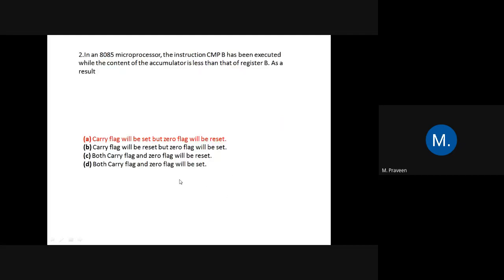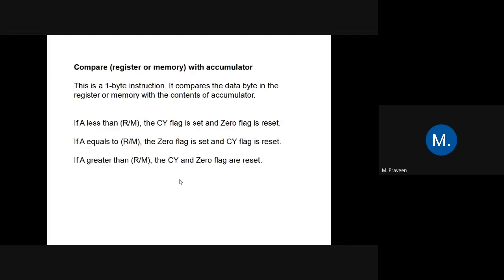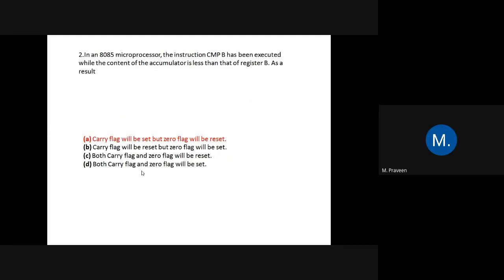Now here in the question itself it is given that the accumulator is less than the B register. So A is the lesser value and B is the greater value. While comparing A with B, among the 3 conditions, the condition to be satisfied here is the first condition, that is carry flag is set and 0 flag is reset. Therefore, the answer for the question is option A, carry flag will be set but 0 flag will be reset.